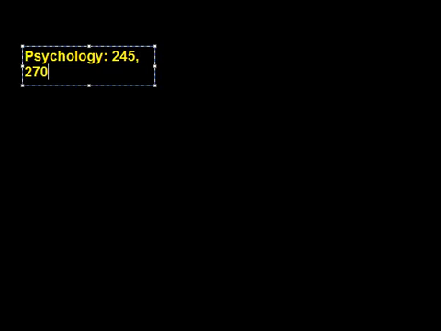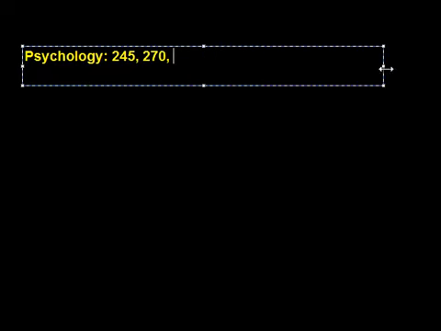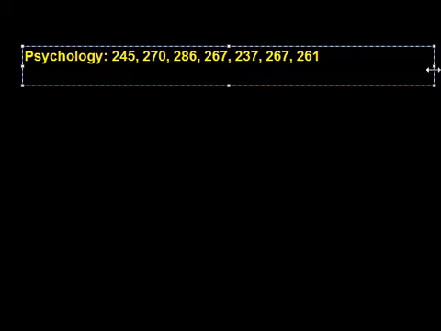And let's say, hey, you know what? Colleges are packed with numbers. And when you go to college, you're really going to realize that your psychology class, one of your first classes, has about 200 people per class or per section. So let's say the different sections of psychology are filled with 270, 245, 286, 267, 237, 267, and 261. These are all the courses for psychology.